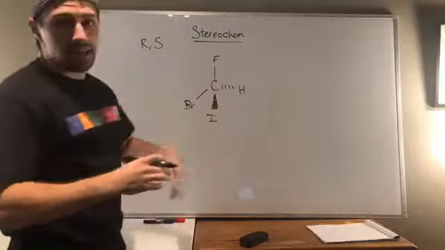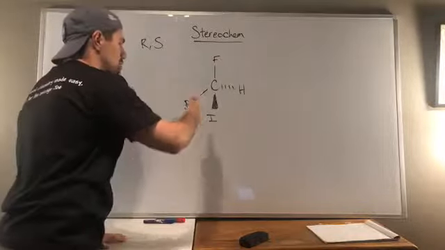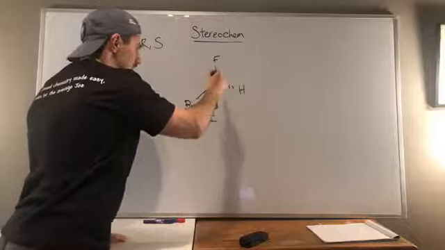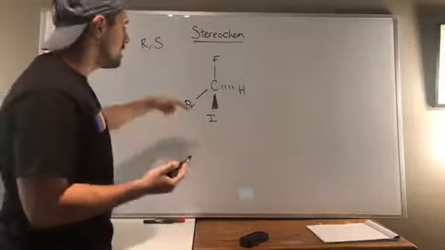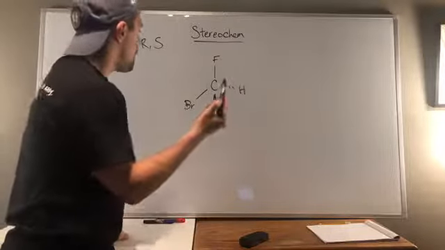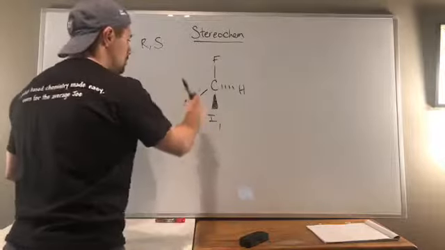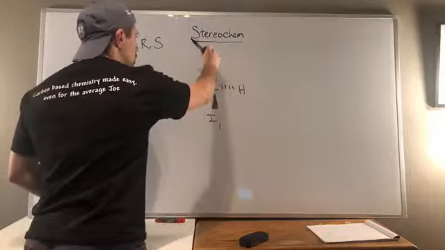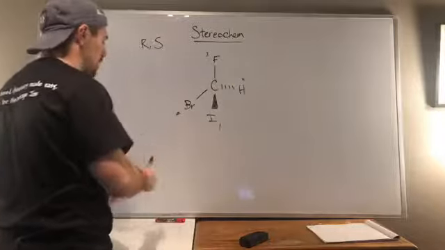So the way we can assign R and S configurations, we can assign stereochemistry, is we just look at what's attached to our chiral center and we go by molecular weight. We go by who's packing the most pounds. Obviously you have a periodic table, so no worries. But here, iodine is our heaviest element, so we'll give that a 1. Bromine second, we'll give that a 2. Fluorine is 3, we'll give that a 3. And then hydrogen is dead last, so we'll go 4 right there.